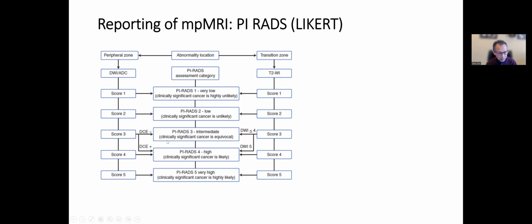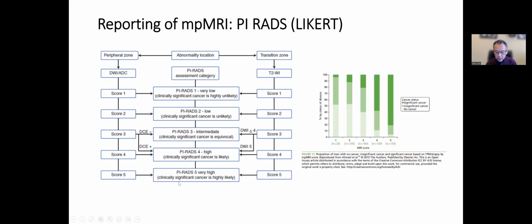So PI-RADS 3 is defined as clinically significant cancer equivocal. PI-RADS 4, clinically significant cancer is likely, and PI-RADS 5, clinically significant cancer is very likely. And if we look at that PRECISION study, which I mentioned to you, you can see that with the increasing PI-RADS scores, you are having a detection of more clinically significant cancer and a reduction in the number of clinically insignificant cancers.